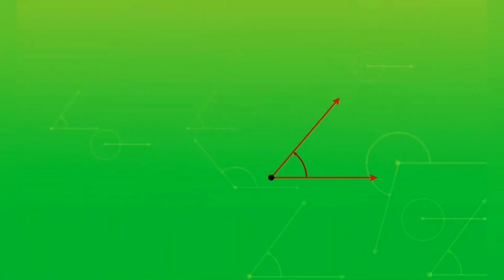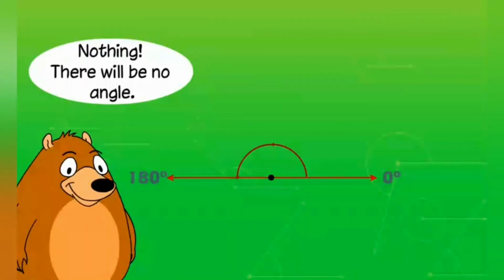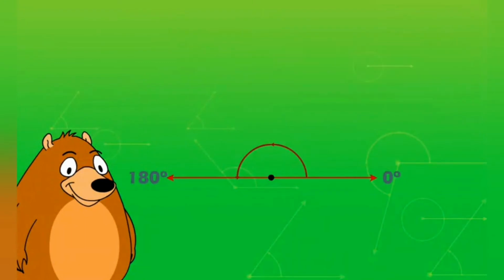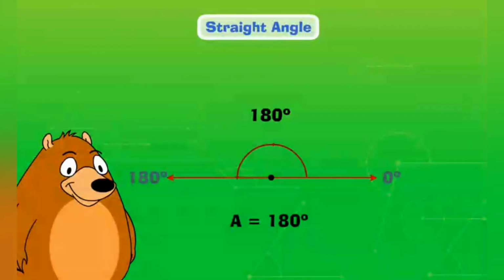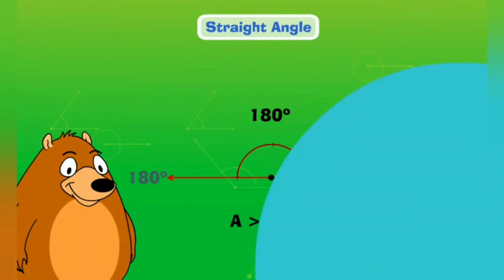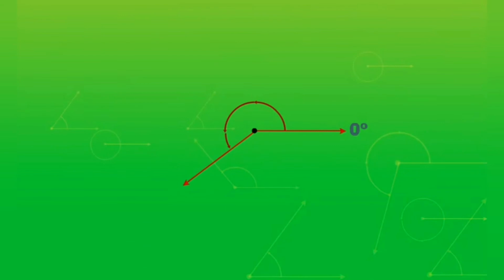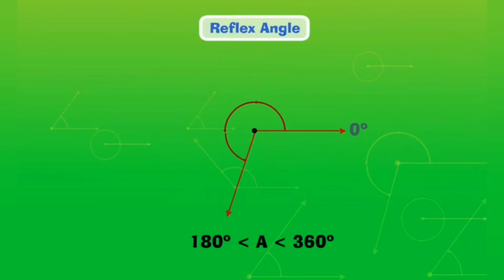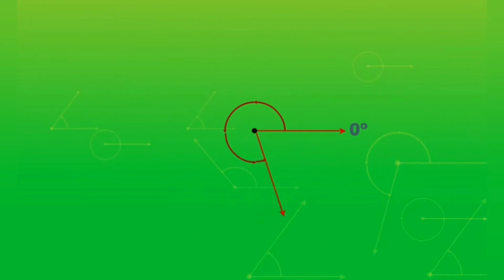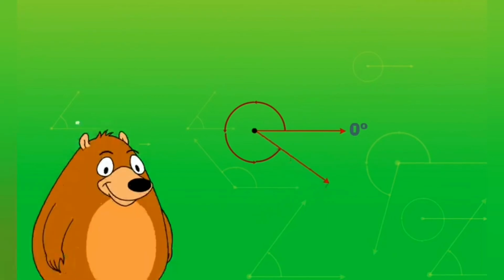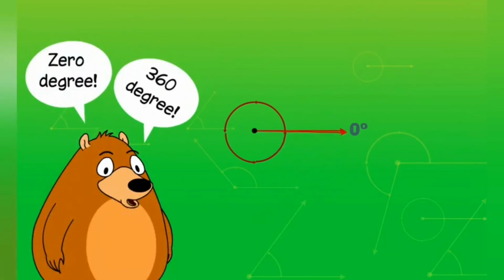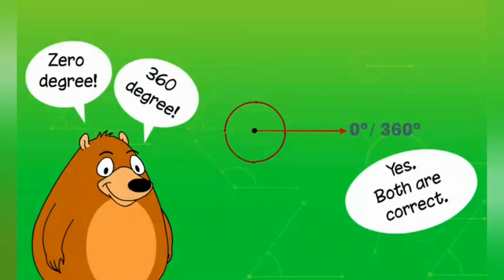What will happen if both the arms of the angle are in opposite directions? Nothing. There will be no angle. Wrong. This type of angle that measures 180 degrees is called a straight angle. Let's move the arm of an angle to more than 180 degrees. An angle whose measure is more than 180 degrees and less than 360 degrees is called a reflex angle. Okay, what will happen if both the arms of an angle overlap each other? 0 degrees, 360 degrees. Yes, both are correct.